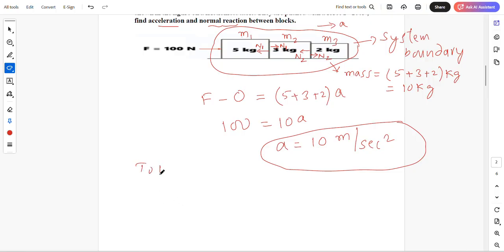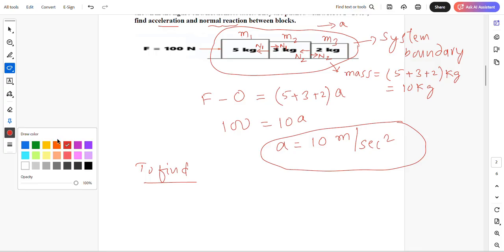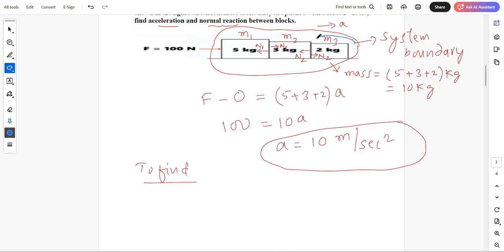To find N2, go here. Now you take this block only to calculate N2. N2 is equal to 2 into A. That is 2 into 10, is equal to how much? 20 newtons. 20 newtons you are going to get.